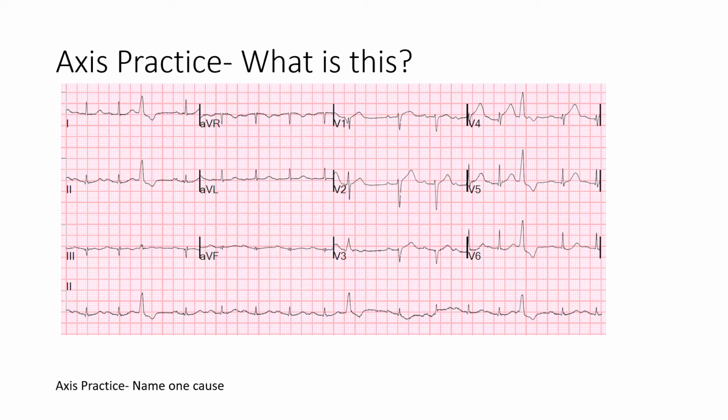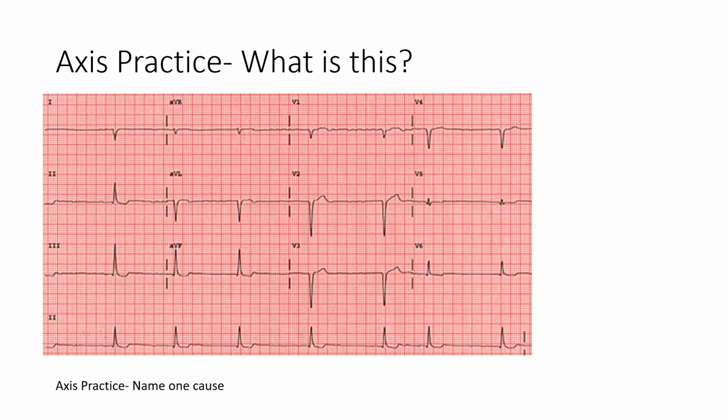This appears to be left axis deviation. You can see that we're upright in leads 1 and AVL, meaning the force is moving in total to the left. But we're downward in leads 3 and AVF, although it's very hard to assess. This would mean that the force is moving upward overall. So we're now moving upward and to the left. One potential cause of this would be left ventricular hypertrophy, or potentially an old right-sided myocardial infarction, or a new one.